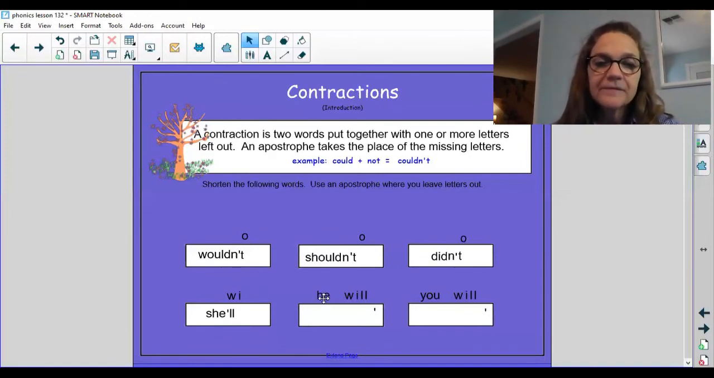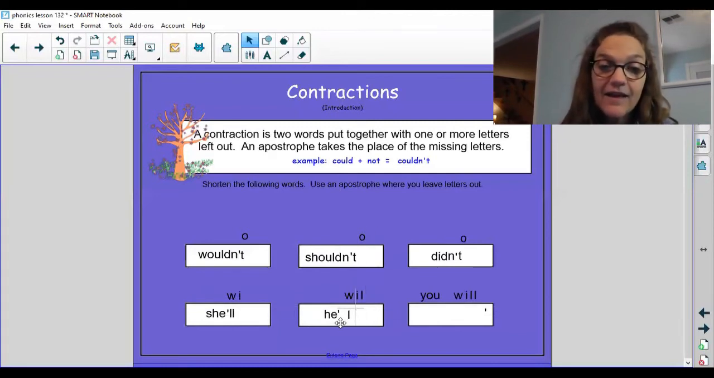Okay, he will are the two words that it stands for. He will help you in a minute. He'll help you in a minute. Okay, he, and we're going to leave the W and the I out, and then we're going to put the apostrophe to let us know some letters have been left out.